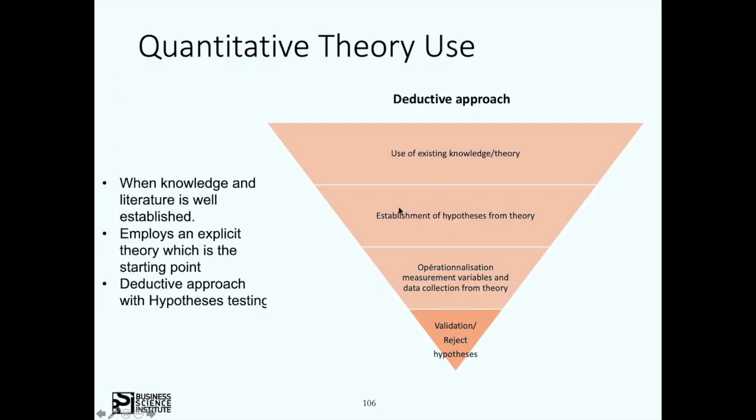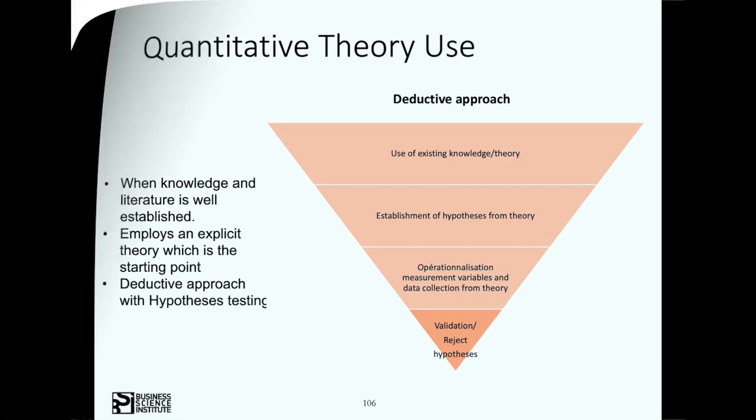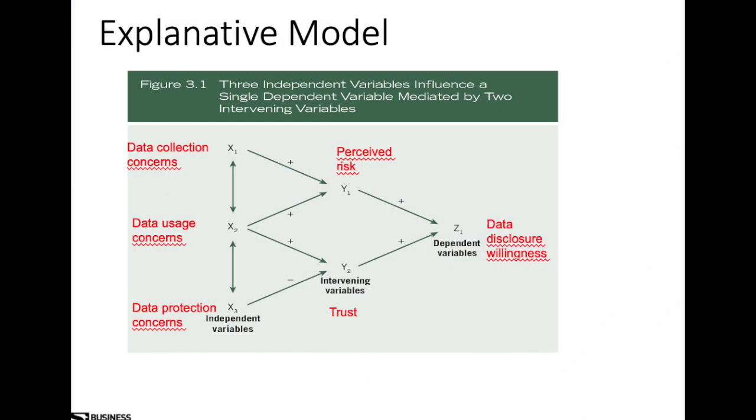Quantitative designs. The starting point is that you use theory, you establish hypotheses from the theory in your literature review, you operationalize your variables and measurement concepts through measurement scales, you collect data, and you validate, confirm or reject the hypotheses. When knowledge and literature are well established, you should use this approach as you employ an explicit existing theory, for example. The basis of quantitative research are the hypotheses, which are shown in a conceptual model or an explanative model.